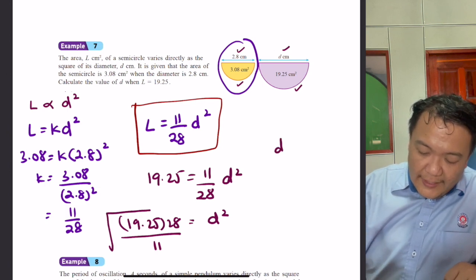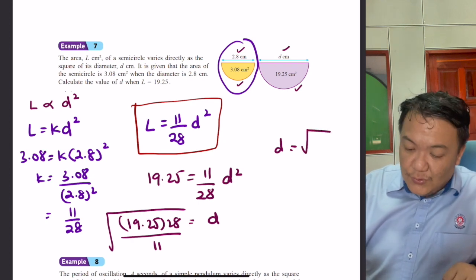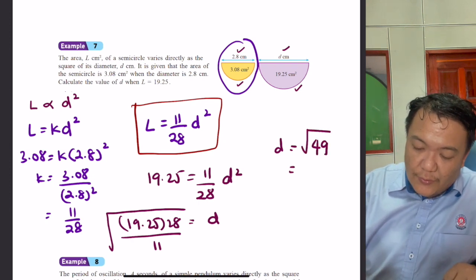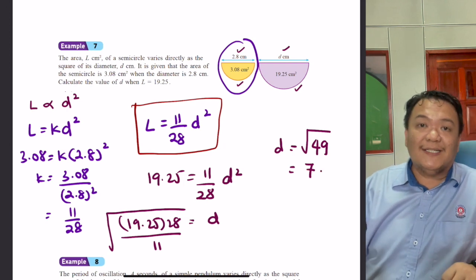Okay, and then nak cari D kena square root lah kan. Kena square root kan, dapatlah D. Okay, so D press your calculator. So D is actually square root of 49 is equals to 7.